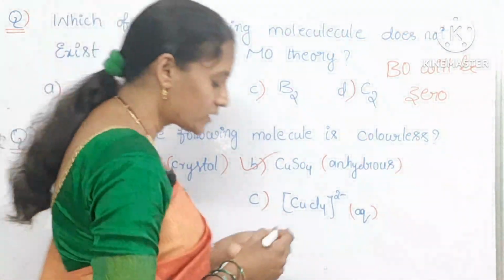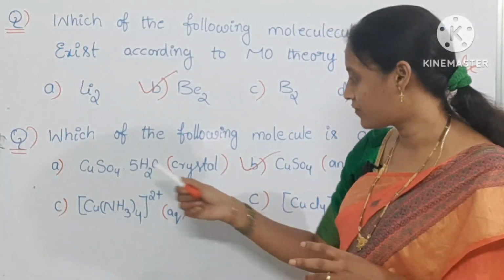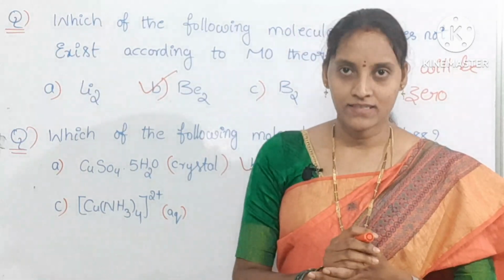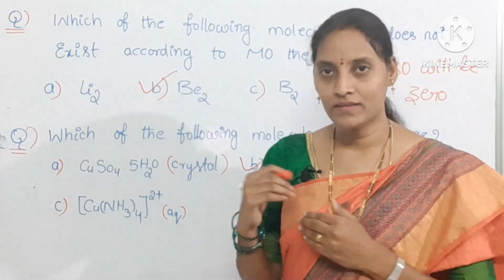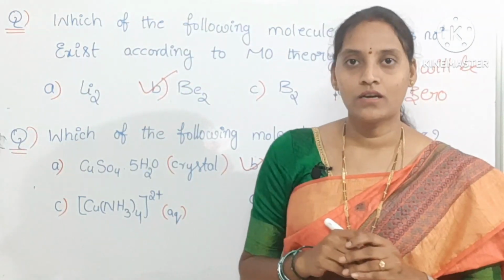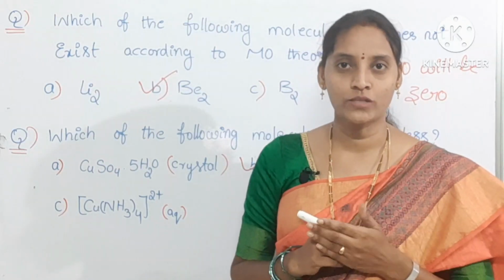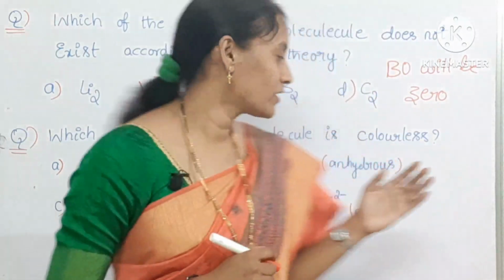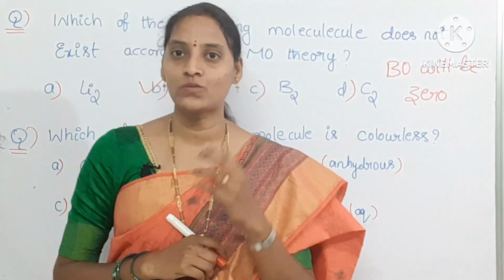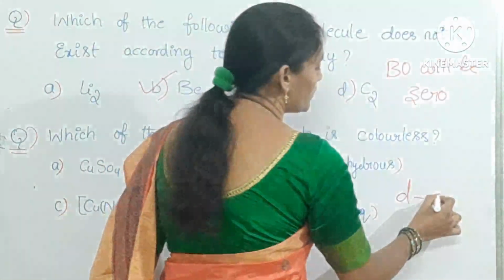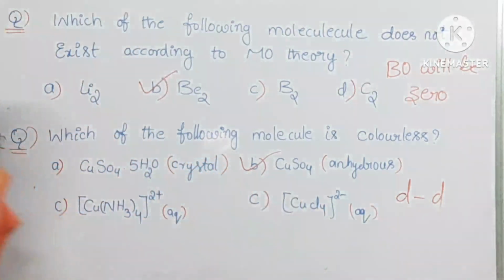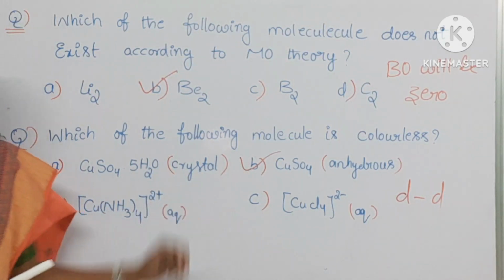What is the reason here? Because if you compare the second one with the first one and the remaining molecules, there are ligands, but in the second one no ligands. Here in the first option, 5 water molecules are there. These water molecules act as ligands, but in the second molecule there is no ligand. That is the reason d-d transitions will not be possible. If d-d transitions are not possible, colored property is also not possible. So the answer will be the second one.